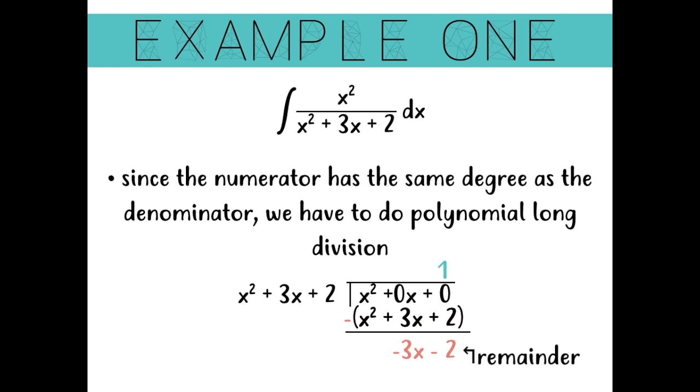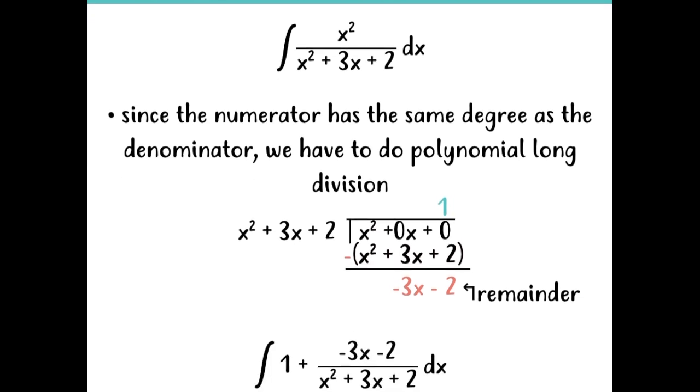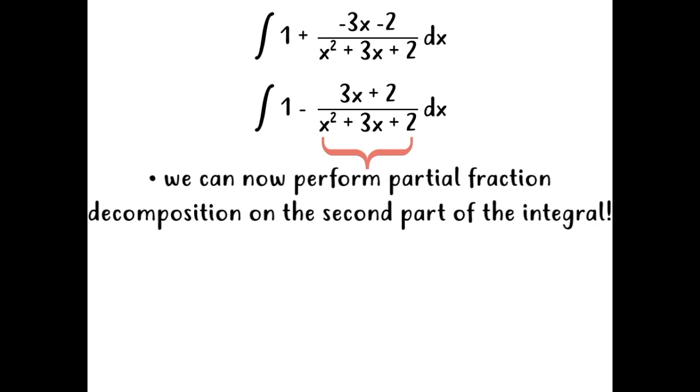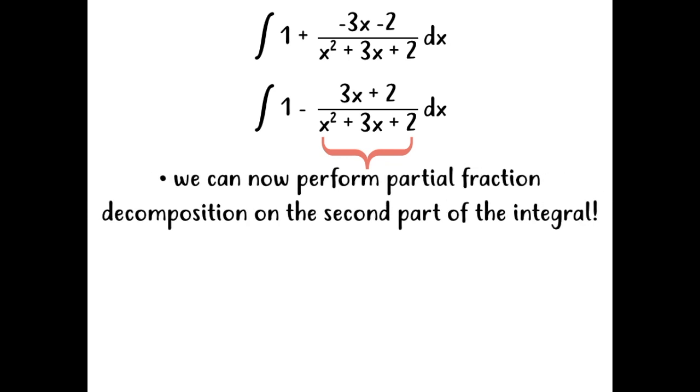So now we can rewrite this as the integral of 1 plus the fraction negative 3x minus 2 over x squared plus 3x plus 2 dx. So now we can factor out the negative and get the integral of 1 minus a fraction of 3x plus 2 over x squared plus 3x plus 2 dx. We can now perform partial fraction decomposition on the second part of the integral.